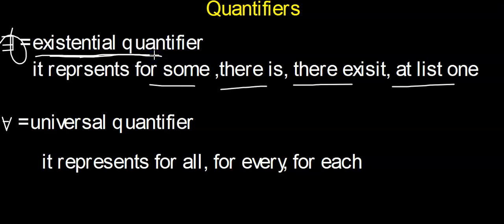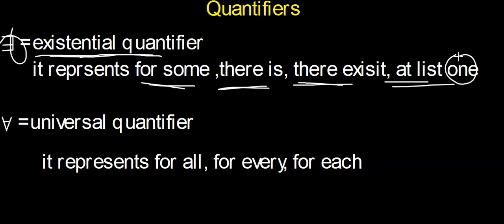So that's the reason that it represents for some, and there is, and there exists, and at least one. I need at least one statement. I need one thing that can make my statement true. And if I get two or three or more, so be it. That will also make my statement true. So that's the trick with the existential quantifiers.